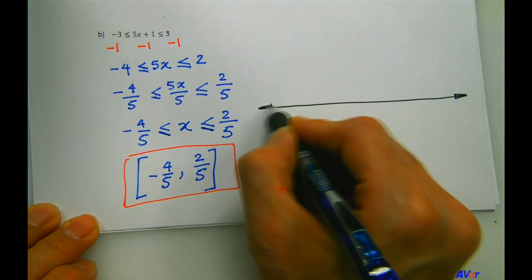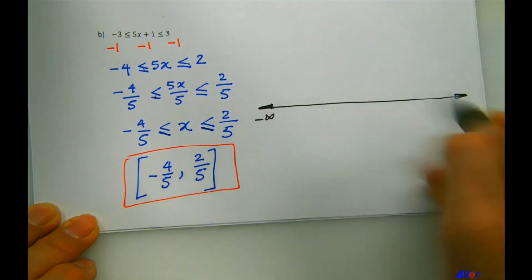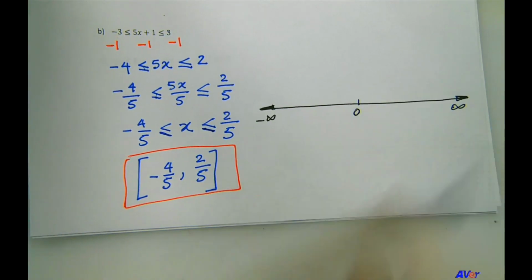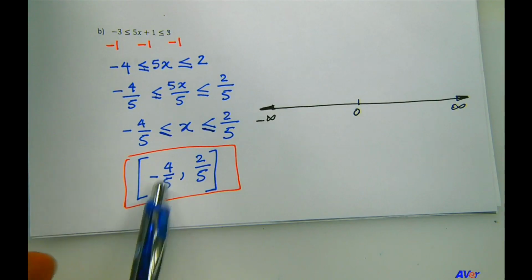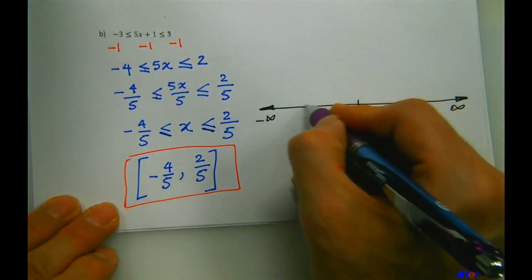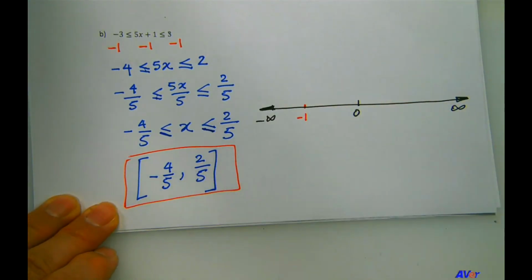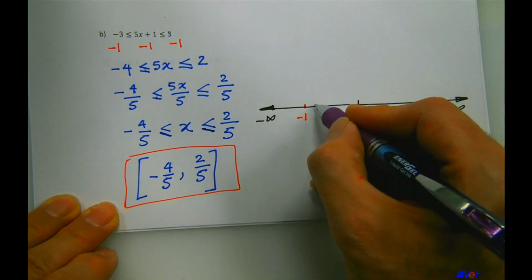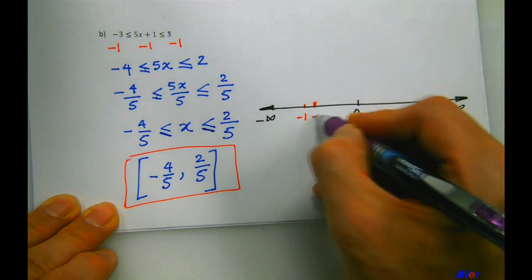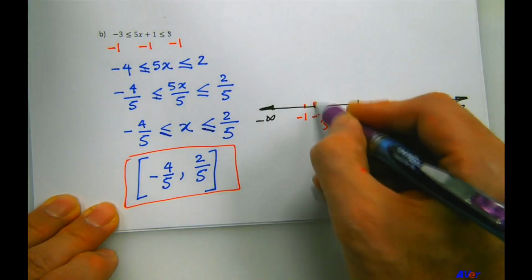So here's our real number line, negative infinity to infinity. 0 appears in the middle. So negative 4 over 5 is a little bit larger than negative 1, right? So if we have negative 1 here, negative 4 over 5 would be somewhere here. Let's say here, negative 4 over 5, that one.